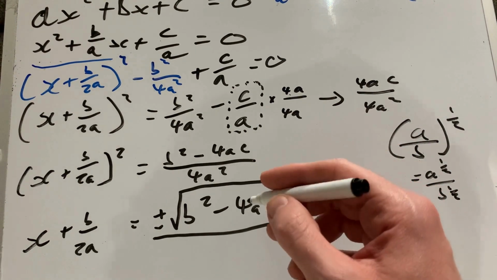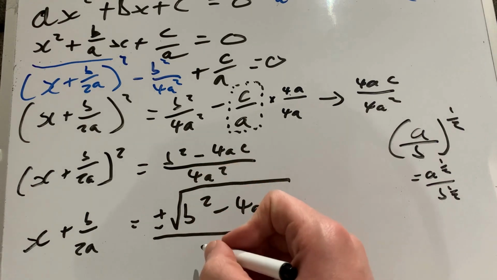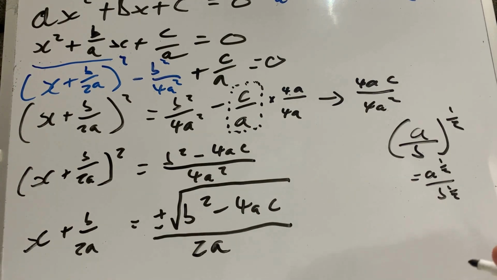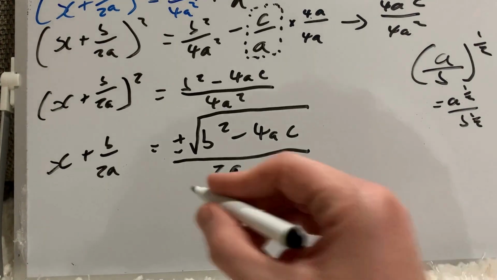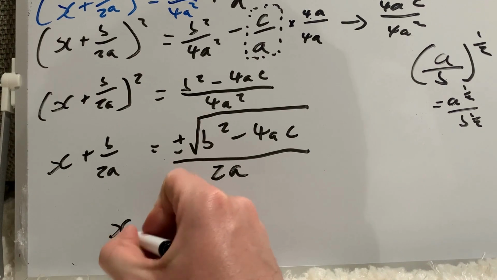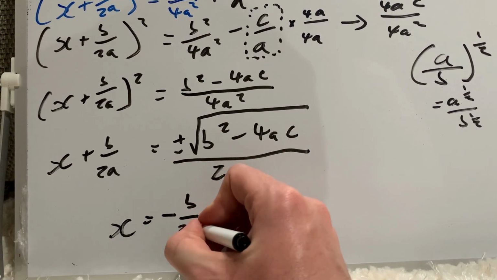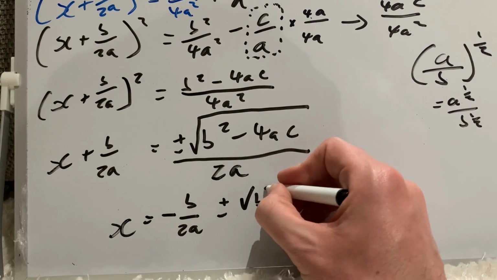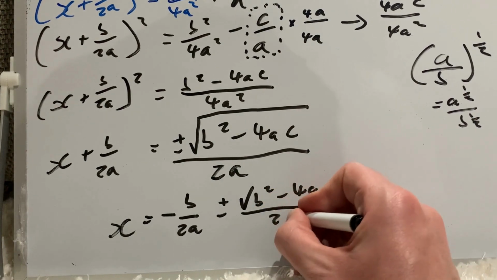And we don't really need to do that, but it's just going to make things easier because the square root of 4a squared is just 2a. Okay, 2a times 2a is 4a squared. And then, finally, last step, take away b over 2a from both sides. So we're going to get x equals negative b over 2a plus or minus the square root of b squared minus 4ac all over 2a.